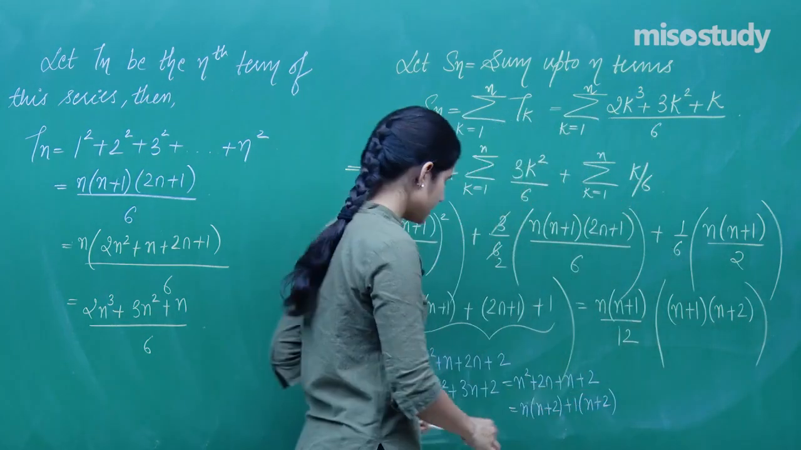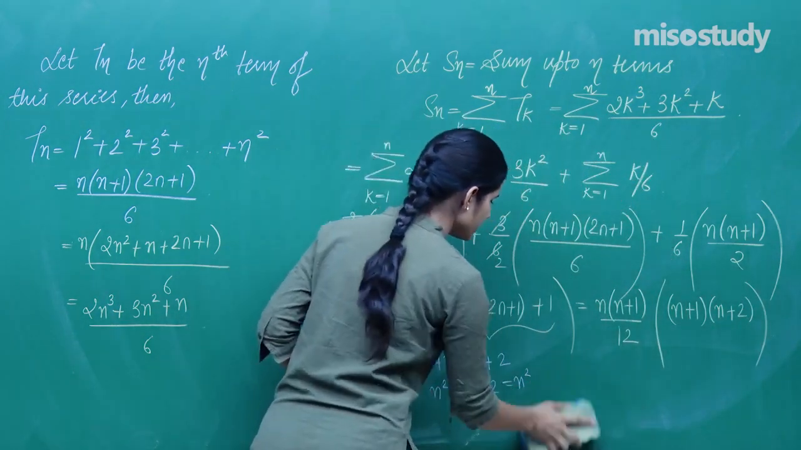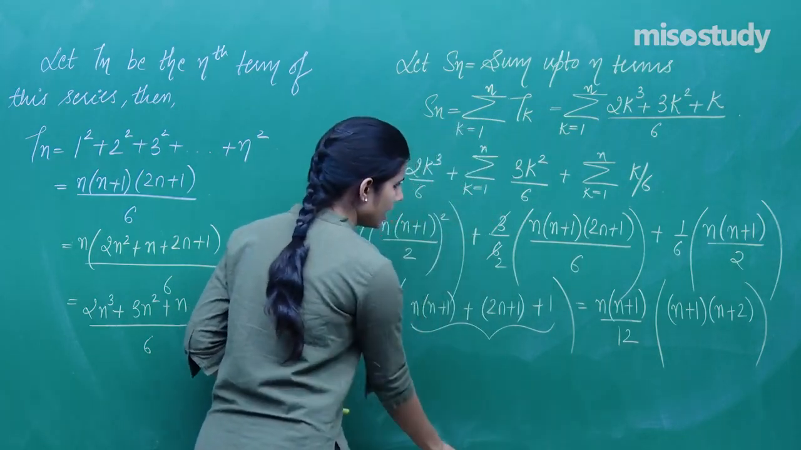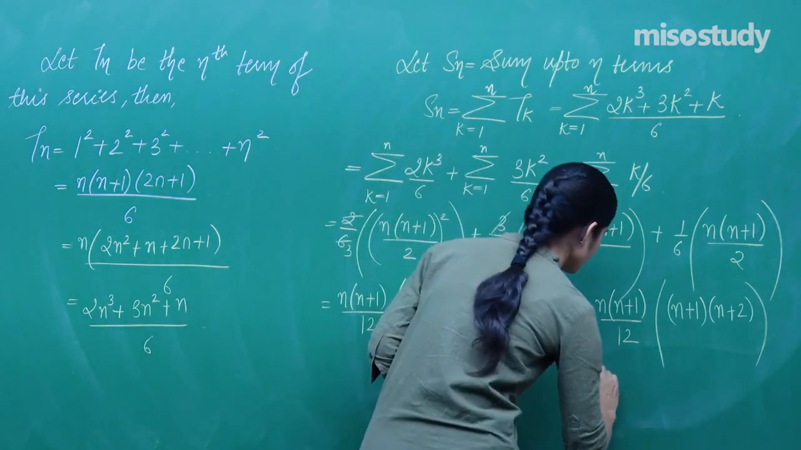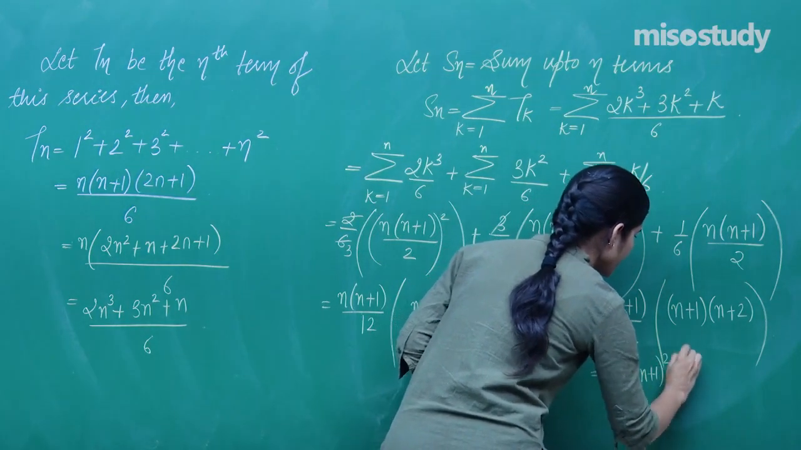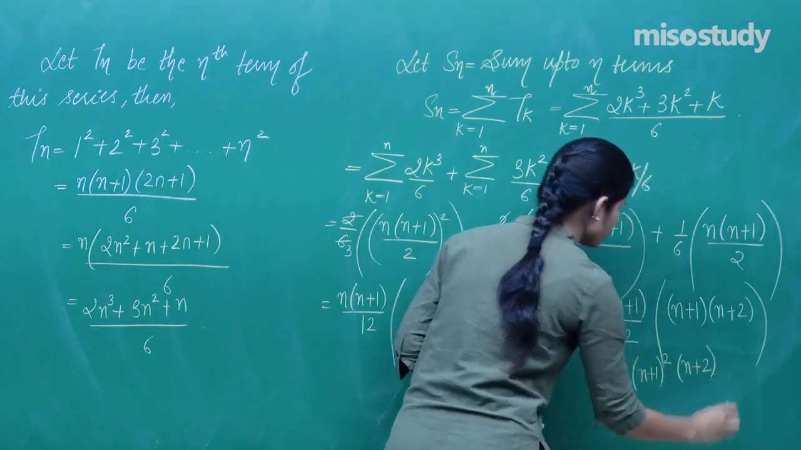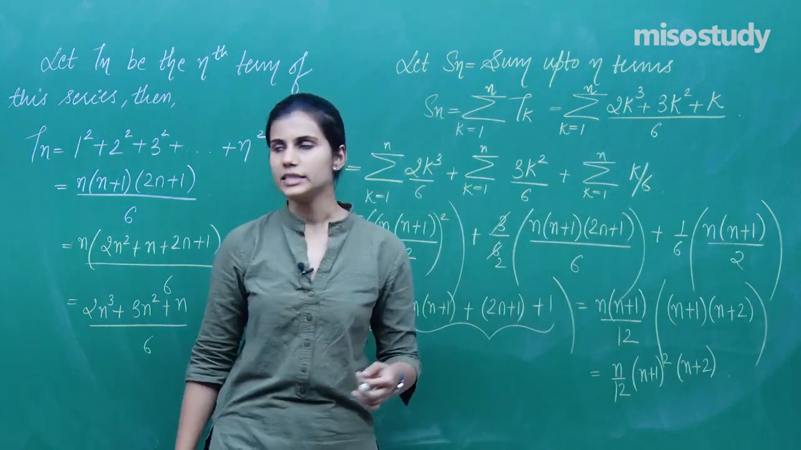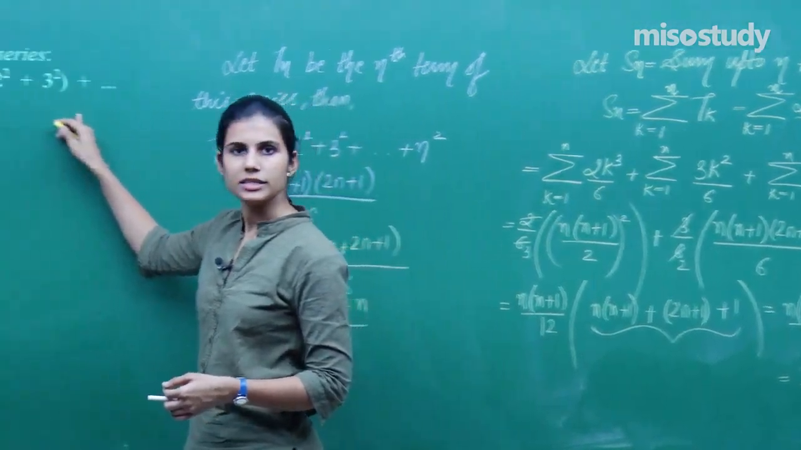When you simplify this, this is the simplification itself. And eventually your answer comes out to be n by 12, n plus 1 square, n plus 2, and that is the sum up to n terms of this particular series.